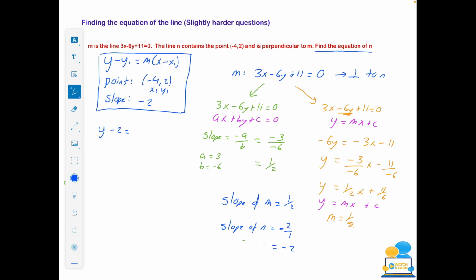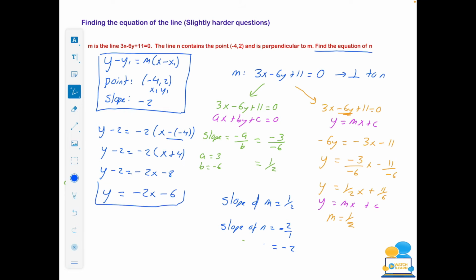So it'll be y minus 2 is equal to m, which is minus 2, x minus x1, which is minus 4. So y minus 2 is equal to, we'll do what's inside the bracket first, so we'll get rid of these two minuses. That'll be x plus 4. So y minus 2 is equal to minus 2x minus 8, and now we'll just get rid of this minus 2. So we'll add 2 to the other side. Minus 2x minus 8 plus 2 will give me minus 6. So this here is my equation of n.